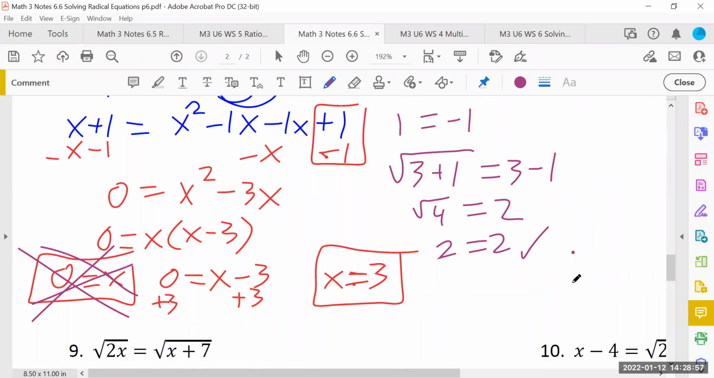It's possible that both work. It's possible that neither of them work. Does that make sense to everybody? You just have to check. Yes, it would be. If neither of them work, you would put no solution.